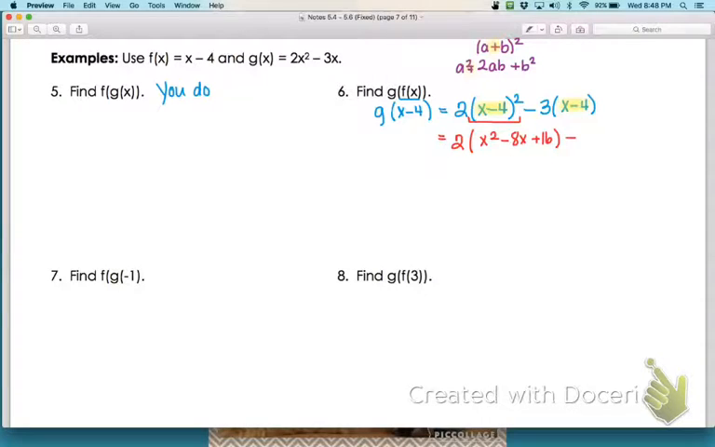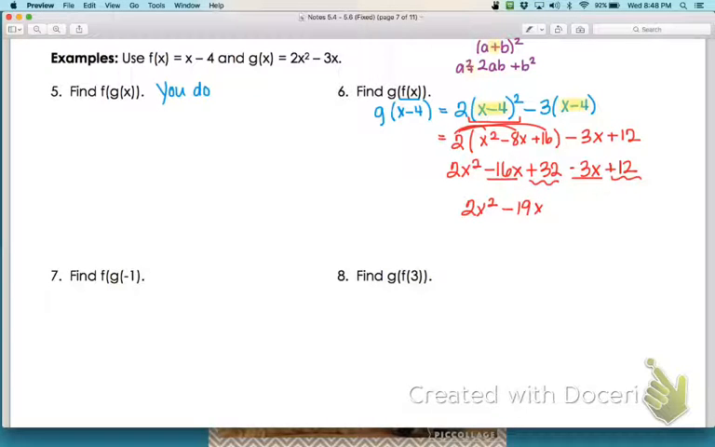Okay, and then we can go ahead and distribute this 3, so I get minus 3x plus 12. But now here we have to distribute this 2 to all three things. So we get 2x squared minus 16x plus 32 minus 3x plus 12. And we want to go ahead and combine our like terms. So these can go together and these can go together. So our final result is 2x squared minus 19x plus 44.